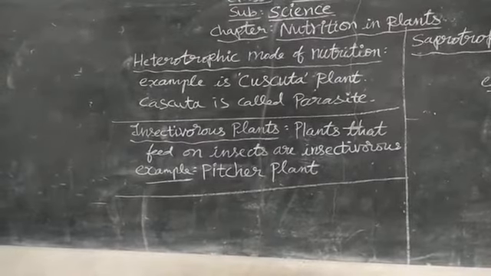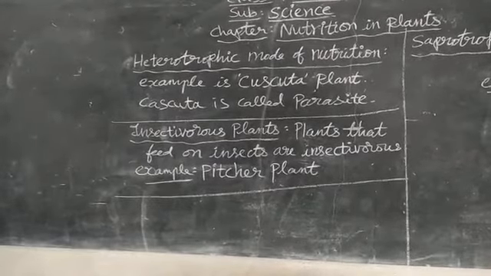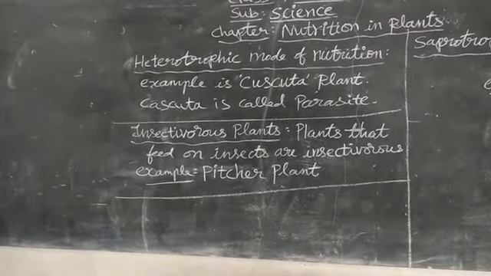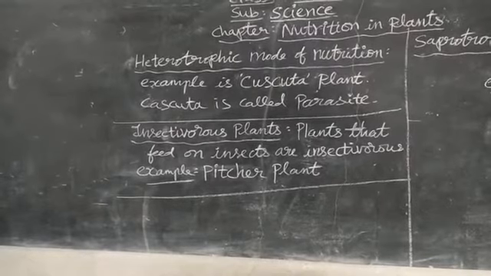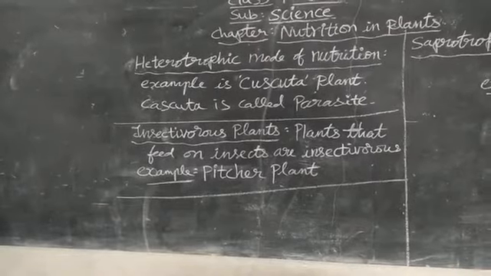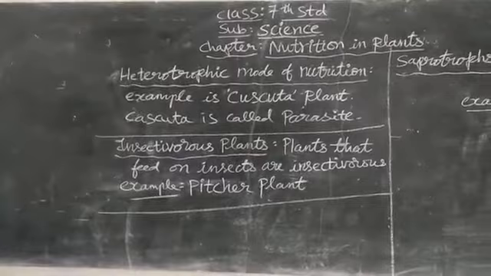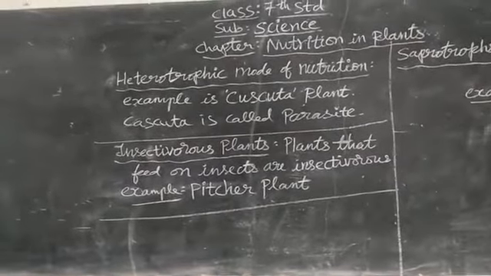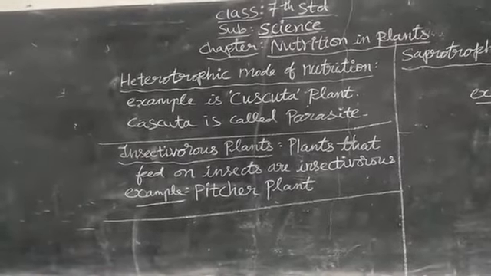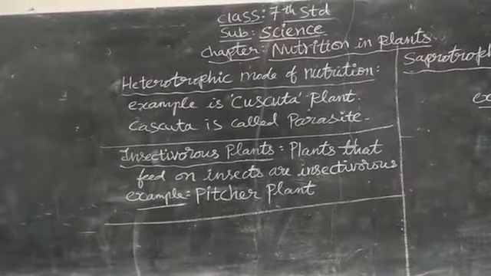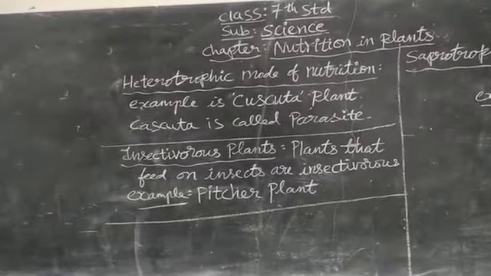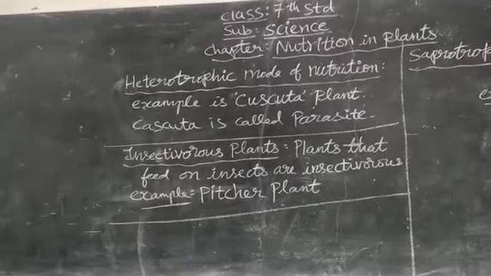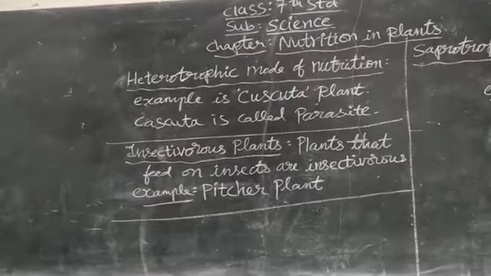So parasite means any organism that captures food from another organism. Here Cuscuta is a parasite, and that autotrophic plant is called the host. Host means that autotrophic plant. And this Cuscuta is called a parasite because it is capturing food from that autotrophic plant. So Cuscuta is a parasite and the autotrophic plant is called the host in this case.